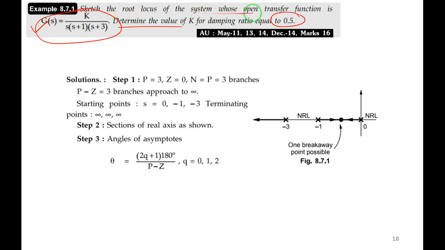Sketch the root locus of the system whose open loop transfer function is this. We know how to sketch the root locus and how to comment on stability. Next, additionally, which I have not told yet, now I will be telling this. Determine the value of k for damping ratio equal to 0.5. This one I will take. All the earlier steps I will skip because we have already seen the same numerical in the previous class.